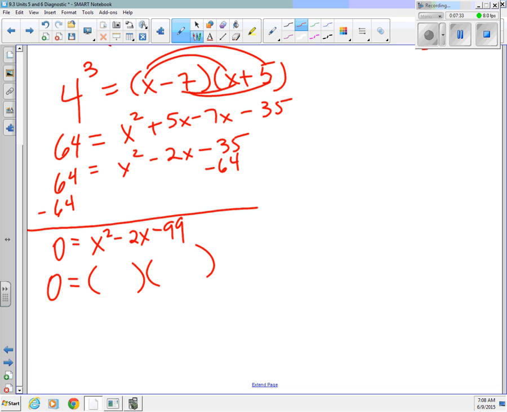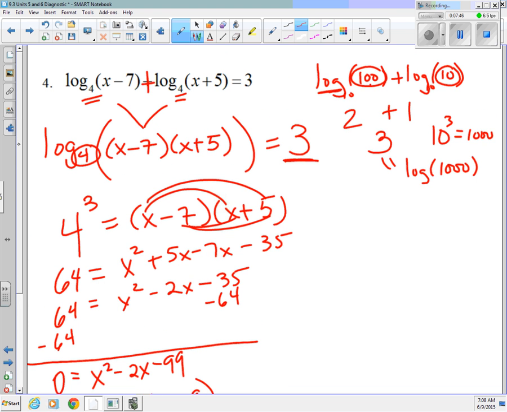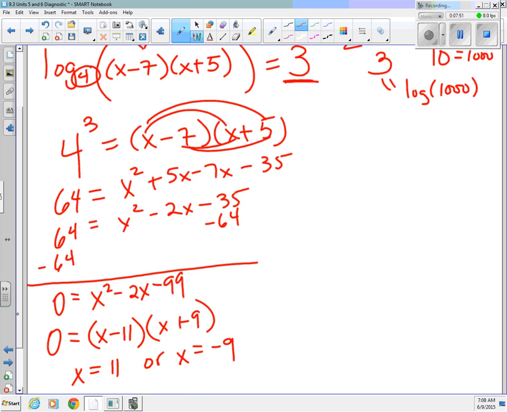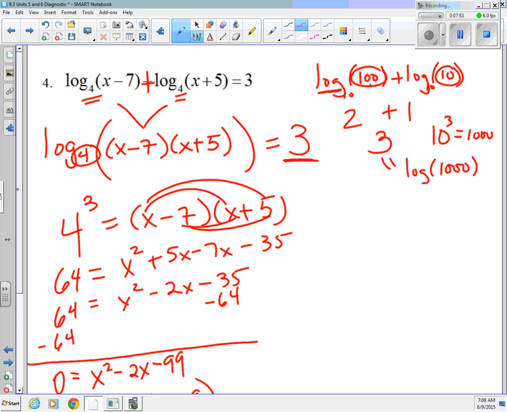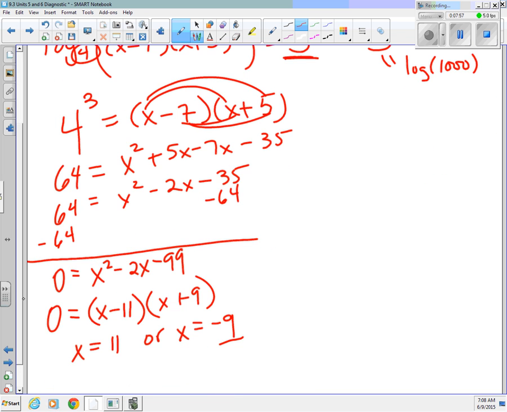So I'm looking for 2 numbers that add up to negative 2 and multiply to negative 99, and that would be minus 11 and plus 9. So x could be 11 or x could be negative 9. We need to be careful with domains here. My original equation is log base 4 of x minus 7. If negative 9 is x, negative 9 minus 7 is negative 16. Logs are not permitted to eat negative numbers. So this guy is out. He's not in the domain of the original 2 functions, so I'm rejecting him.